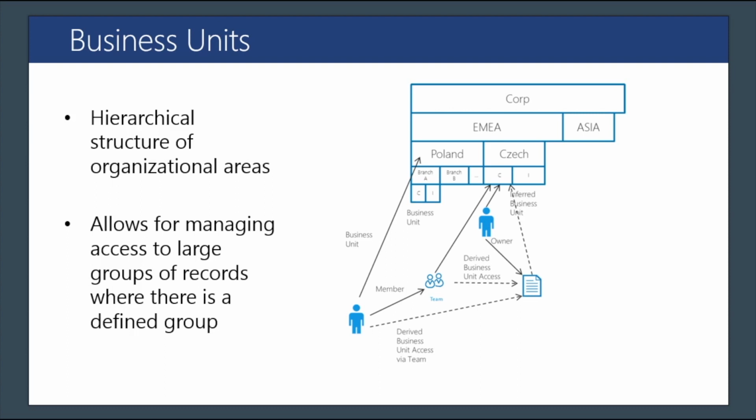So again, as we were discussing earlier, a user that's in one business unit can be a member of a team that's owned by another business unit, and that can be a mechanism for granting user access to records across business units, without having to grant them organization level access to a given record type.